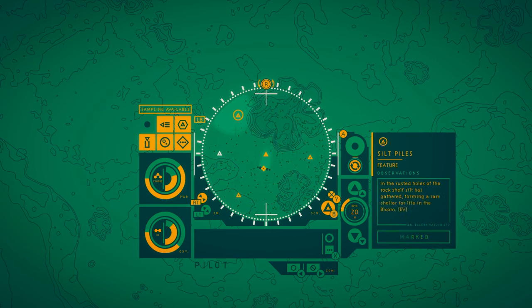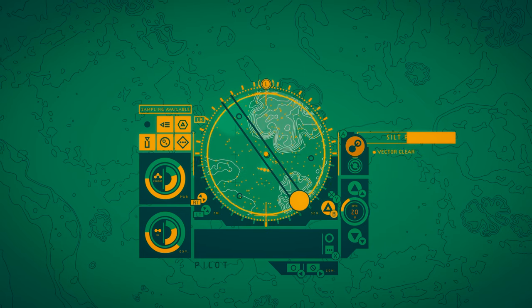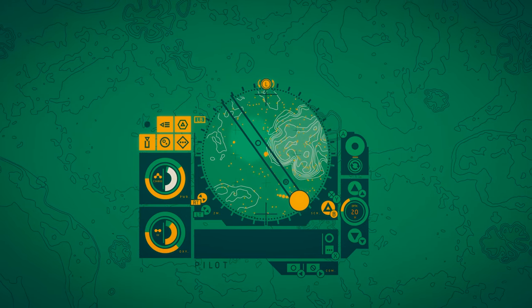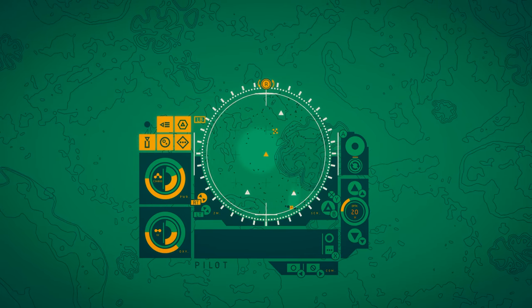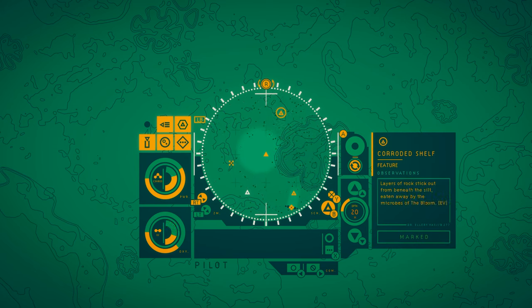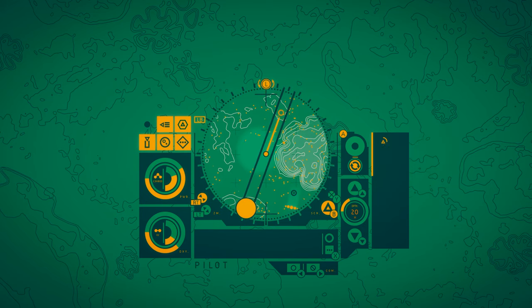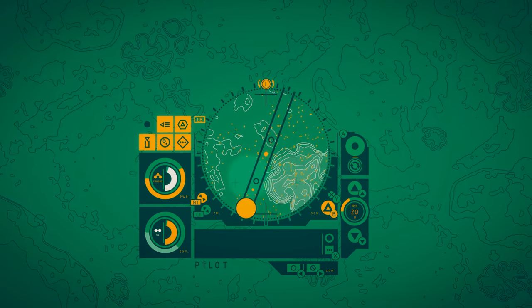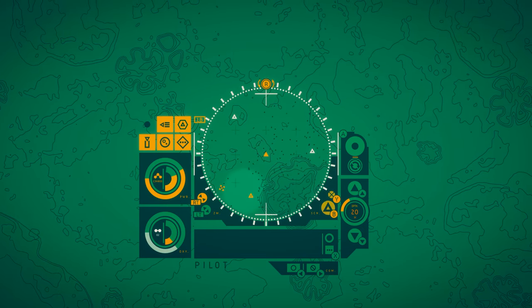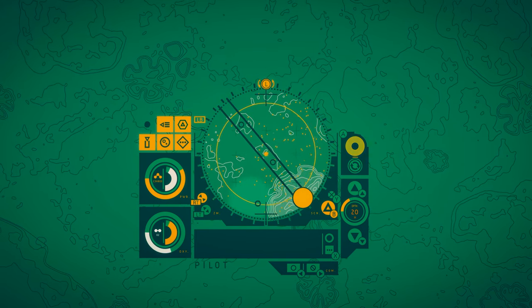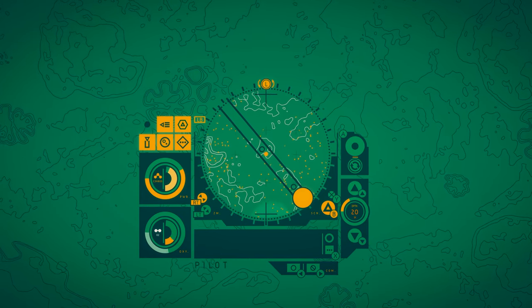Silt piles. In the rustled holes of the rock shelf, silt has gathered, forming a rare shelter for life in the bloom. Corroded shelf. Layers of rocks stick out from beneath the silt, eaten away by the microbes of the bloom. Should I go east? Not really, I don't think so. Melt hole. I don't think I really have time to read that stuff, unfortunately. Not right now.